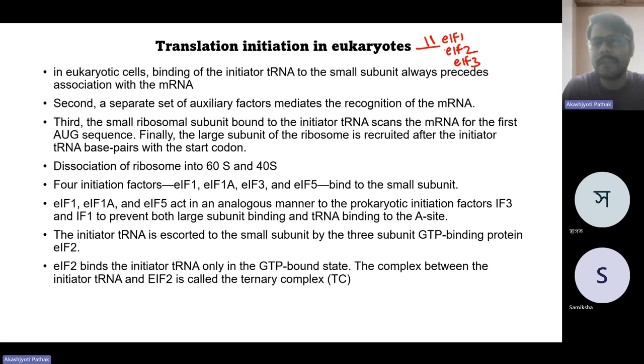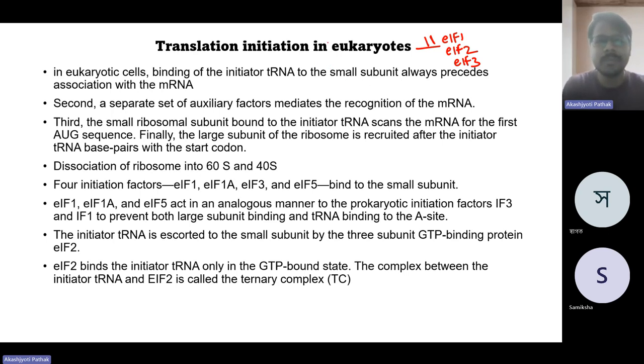Here also, IF1 and IF3 are blocking the A site and the E site, and eIF2 helps in the recruitment of the initiator tRNA to the E site. Okay, for the initiator tRNA. So in eukaryotic cells, the binding of the initiator tRNA to the small subunit always precedes association with the mRNA. So translational initiation in eukaryotes is different from prokaryotes.